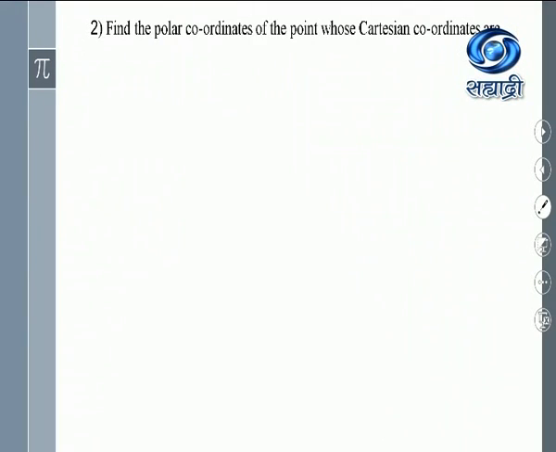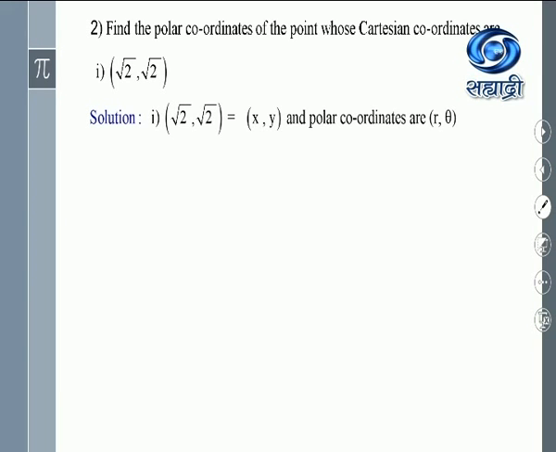See, this is the question number 2 from exercise 3.1, and that is find the polar coordinates of the point whose Cartesian coordinates are. First sub question we try. The first ordered pair is root 2 comma root 2. These are the Cartesian coordinates.